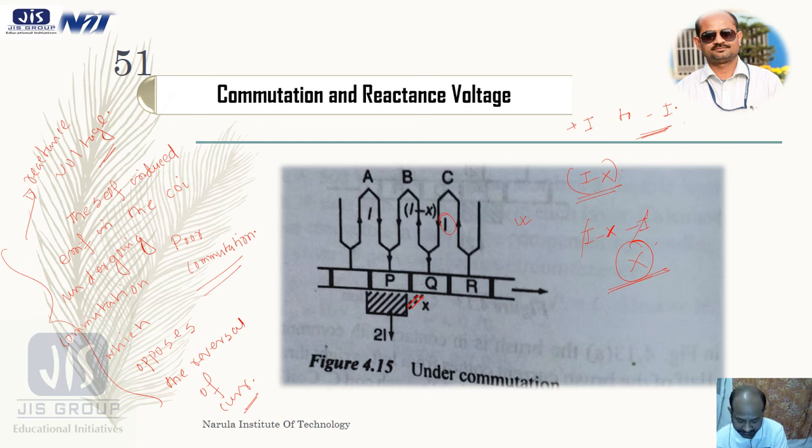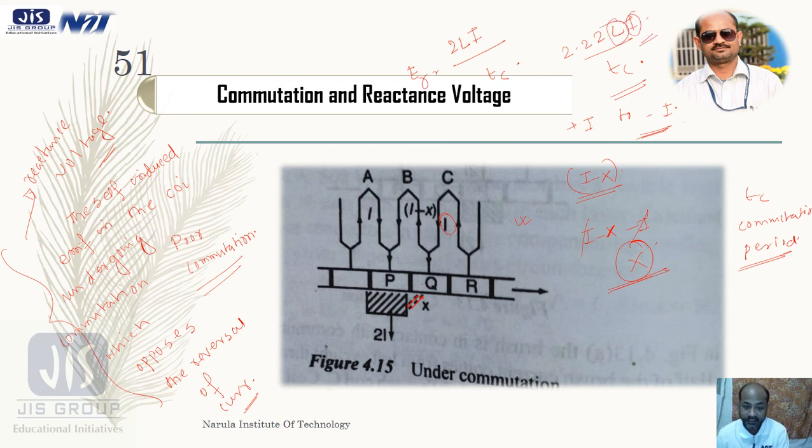For linear commutation, the formula is ER equals 2Li by TC. And for sinusoidal commutation, it is 2.22 Li by TC. This TC is called the commutation period, L is the self inductance, and I is the current which is getting reversed during this commutation. Okay, so this is the preliminary idea of commutation and reactance voltage.